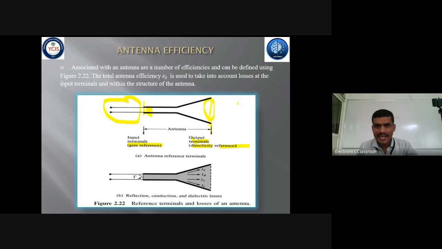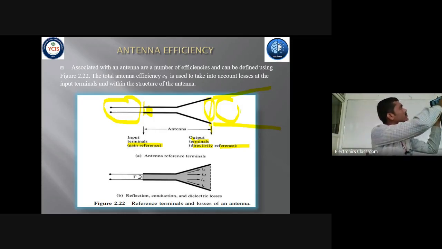Now this antenna will radiate some energy in free space. Now this is the beam width of that particular antenna.